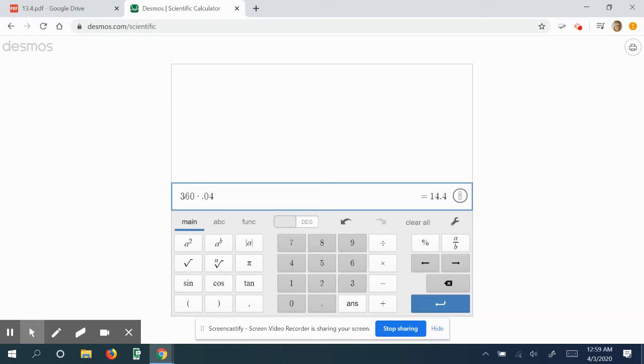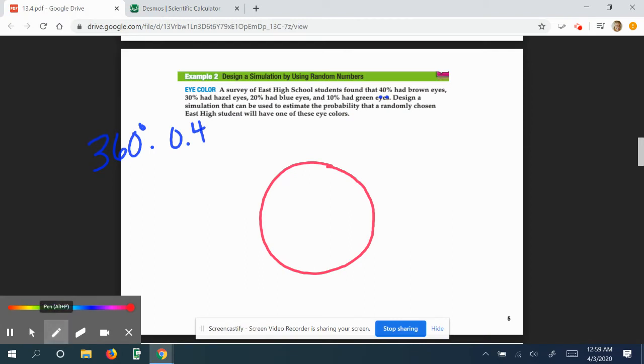Excuse me, that's 0.4. 144 degrees. So that means my first area is going to be about that big, and this is going to be for brown eyes, okay? That's going to be for brown eyes.